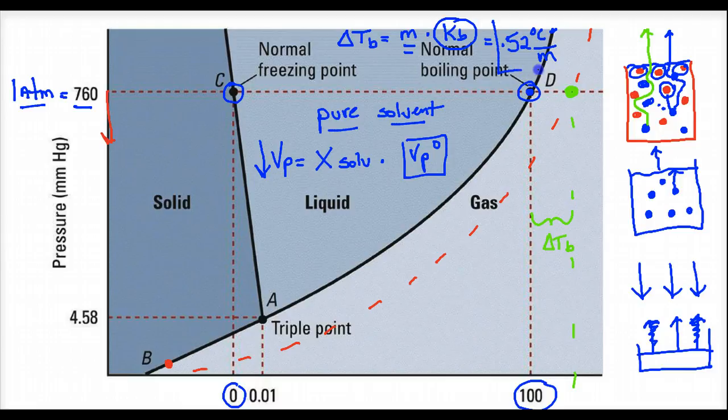So what does that mean? For every 1 molal solution, and now little m molal means 1 mole over kilogram of solvent. So for every mole to kilogram of solvent ratio, there's an increase in the boiling point of 0.52 degrees. That's how much it goes up. Okay, and that's from boiling point elevation. We'll talk more about that.